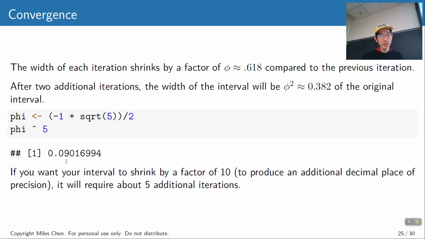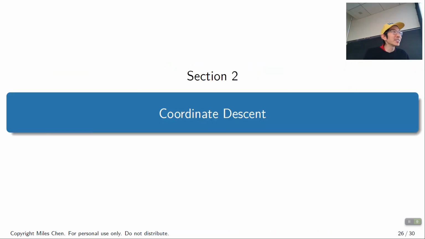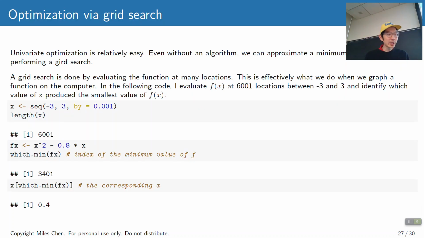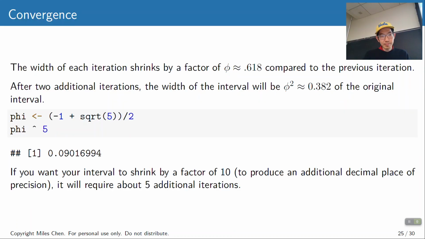Okay, so if you want to shrink your interval by a factor of 10, I guess to produce an additional decimal place of precision, it will require around 5 additional iterations, which for a simple function, your computer can compute 5 additional iterations, no problem. Okay, but again, you might run into some complicated function in the future that each iteration takes like a second. Okay, and then you might want to think about how often that takes. Okay, so that is golden section search.